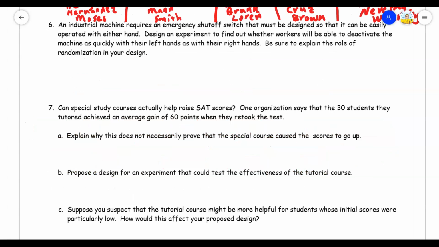Okay, so number 6 is always confusing for people. We'll see something like this on the test for sure, where you have to design an experiment. And this one says an industrial machine requires an emergency shuttle switch that must be designed so that it can be easily operated with either hand. Design an experiment to find out whether workers will be able to deactivate the machine as quickly with their left hands as with their right hands. Be sure to explain the role of randomization in your design.